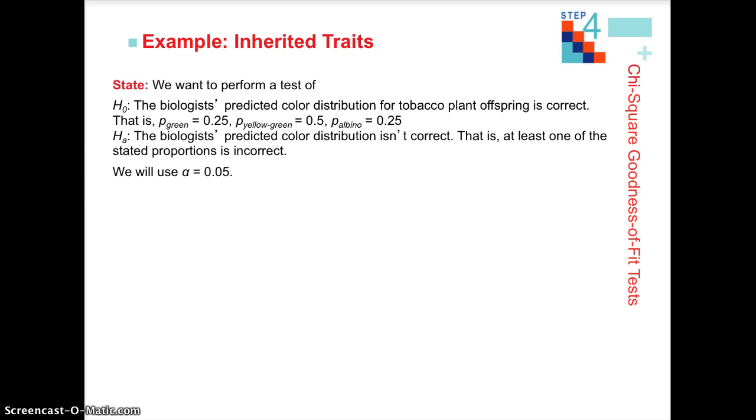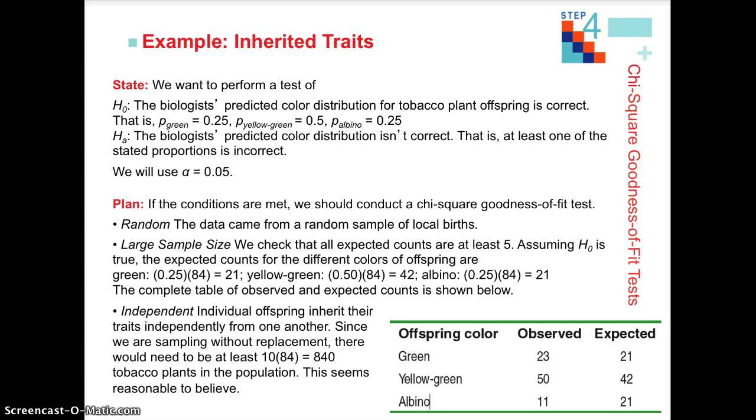So first things first, of course, we're going to state, and you see it here both in symbols and in words, the biologist's predicted color distribution for the tobacco plant offspring is correct. And that means the probability of green is 0.25, the probability of yellow-green is 0.5, and the probability of albino is 0.25. And the alternative hypothesis is that it isn't correct, and we're going to use an alpha of 0.05.